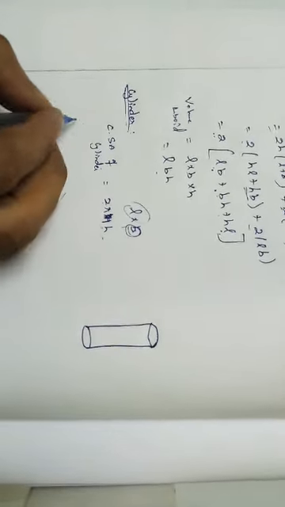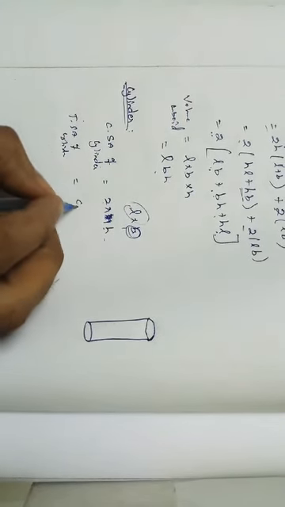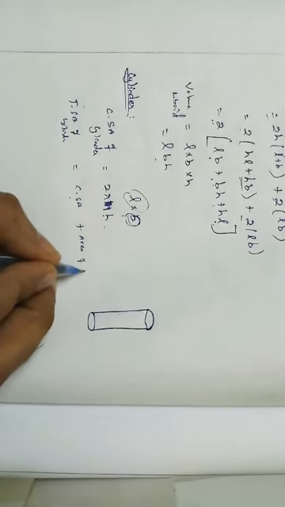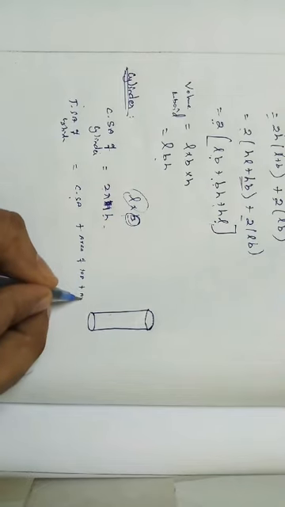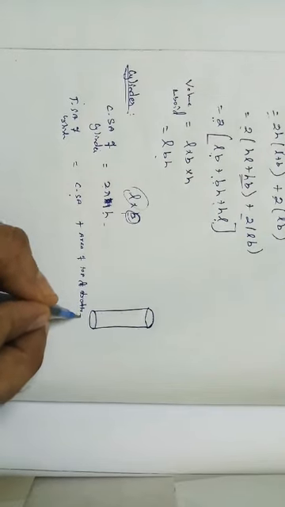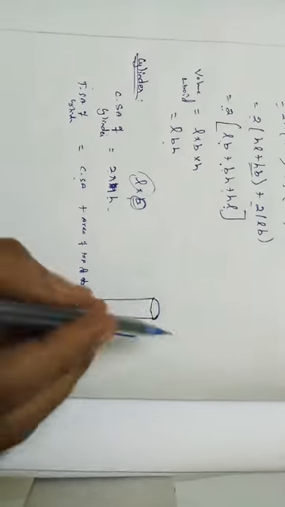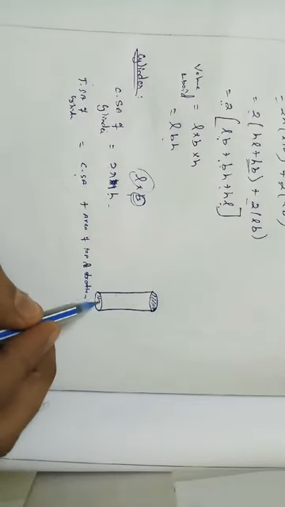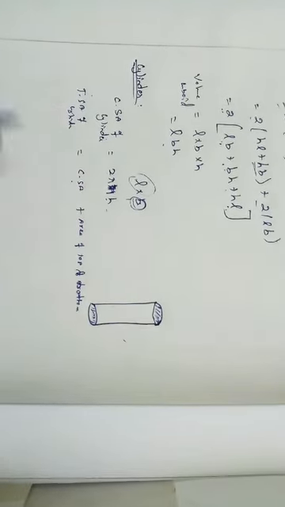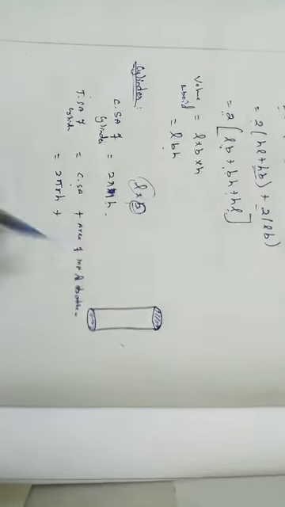Understood? Next I'm going to find the TSA of a cylinder. TSA of a cylinder is very simple: CSA of cylinder plus area of top plus area of bottom, right? We have to add the top area as well as the bottom area to the curved surface area. Then we'll get the total surface area. Already we know CSA is 2 pi r h, plus area of top and bottom.